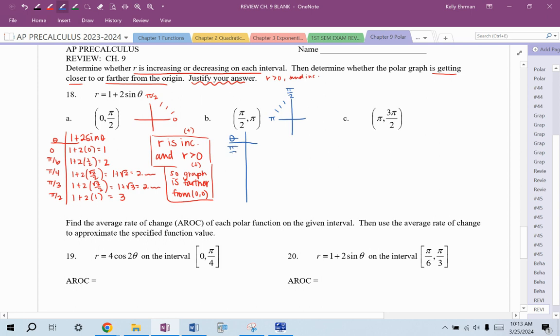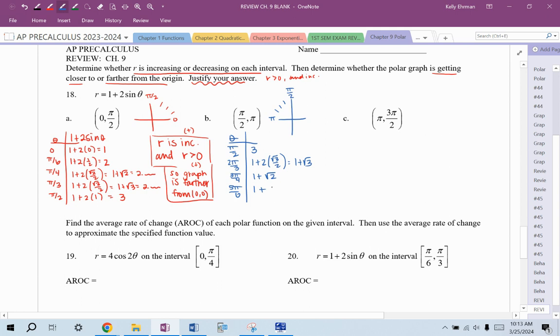So pi over 2, we already plugged that in, we got 3. And then 2 pi over 3 would be 1 plus 2 times radical 3 over 2. So 1 plus radical 3 again. 3 pi over 4. Now sine's positive at all these angles, so you might realize like, oh, I'm just going to get the same things I got before. So you can save yourself a bit of computation here.